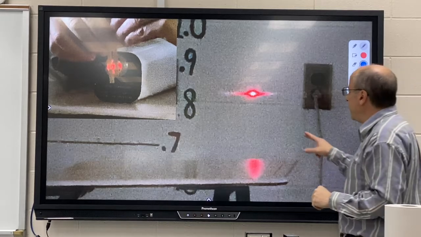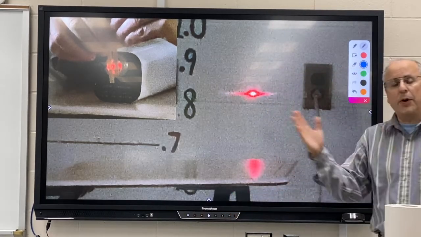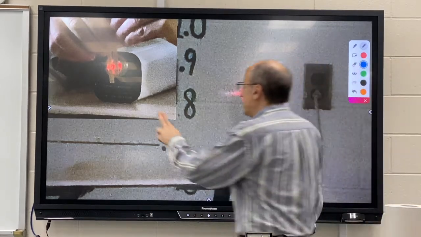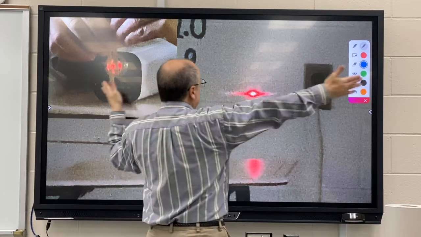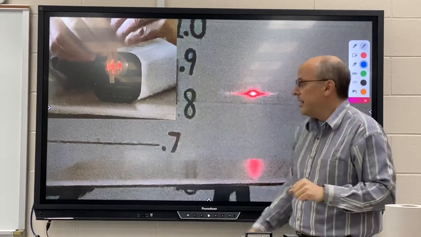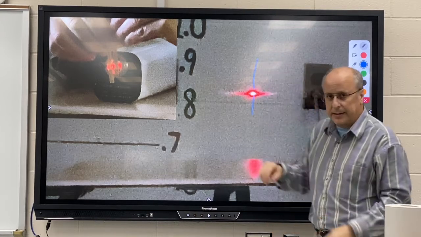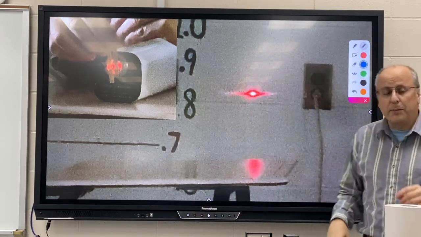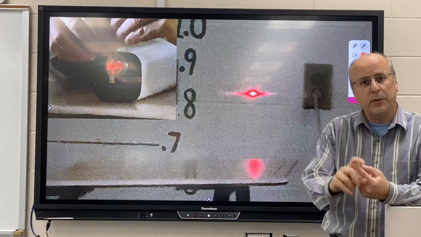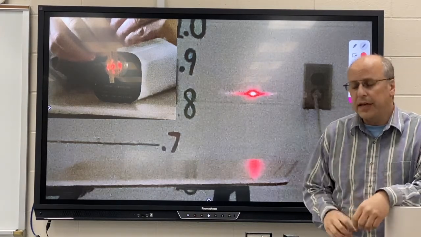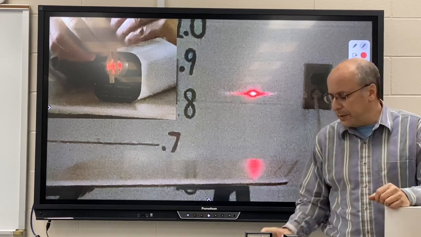When I get the opening of the right size, you can see how the light spread out in both directions. Notice how I'm holding the sticks vertical and the spreading out is happening horizontally. If the sticks were horizontal, it would have spread out vertically. Okay, so the important idea is that waves will diffract. That includes light waves, sound waves, water waves, and in order for diffraction to happen, the opening must be properly sized.